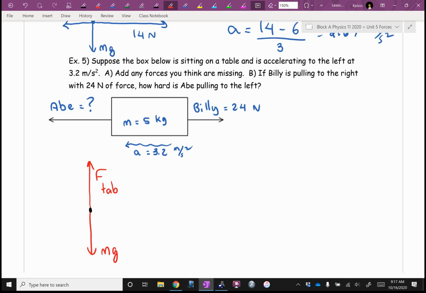It looks like I also have Billy pulling to the right. You know what? I'm going to use B for Billy and A for Abe. I'm going to go like this. FB equals 24 newtons. Am I going to draw Abe bigger, smaller, or the same length as Billy's? Smaller. Small, bigger. One of those was right. Smaller. How do you know Abe must be bigger?